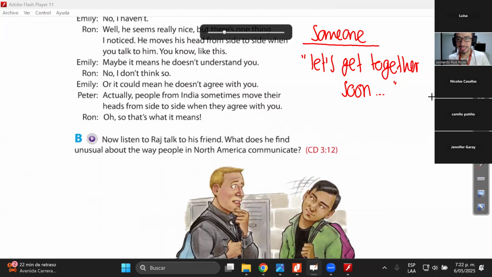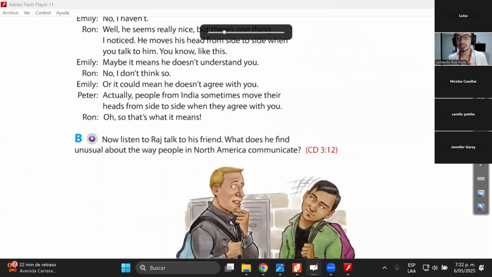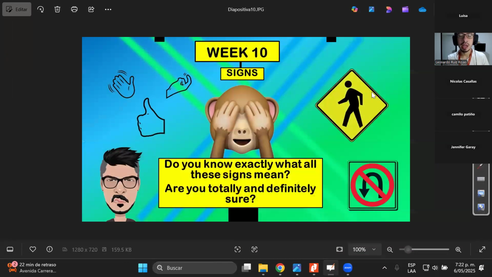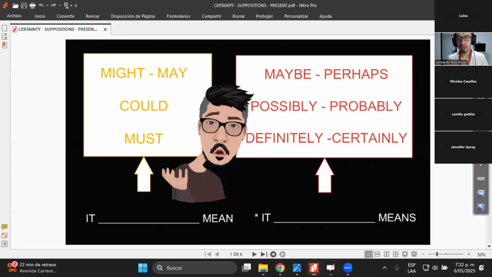So, muy bien, very good, guys. In that case, this is the way in which we can make predictions, no, sino suppositions, sorry, suppositions about the different signs, okay? For that, we're going to have different ways to do it. We're going to start with the verb mean, no? Which means significar. Yes? So in that case, we can show certainty or supposition in different ways. One way is to do it with modal verbs. And the other way is to do it with adverbs.